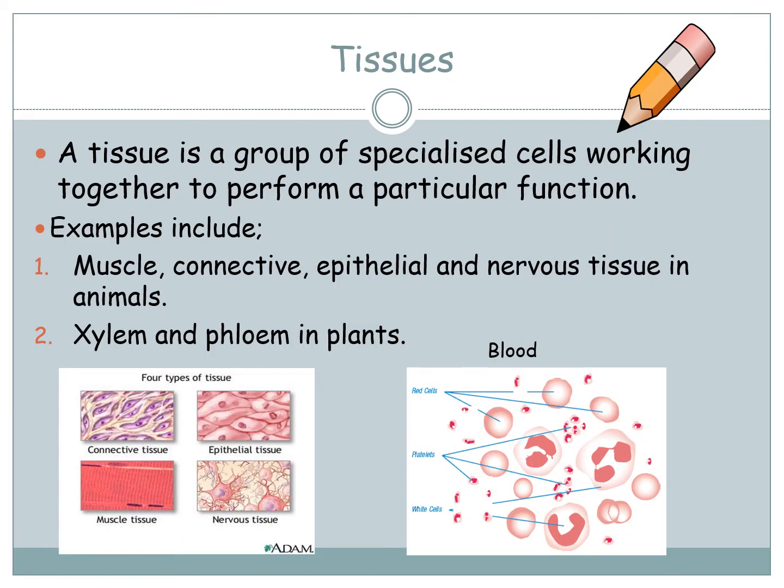So you now need to make a note on tissues. The definition of a tissue is a group of specialized cells working together to perform a particular function. You need to know that examples of tissues in an animal would be muscle, connective, epithelial, and nerve tissues, and examples in plants would be your xylem and your phloem. So make sure you have that noted.